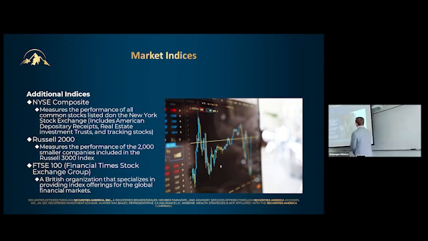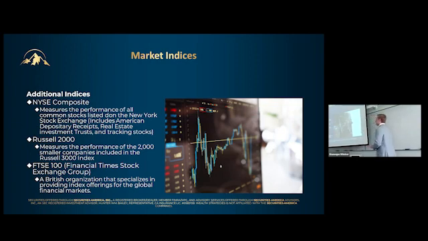Another one that we can look at is the FTSE 100, that's Financial Times Stock Exchange Group. So this is just one of those foreign indices. This is a British organization that specializes in providing index options for the world. And the FTSE 100 is a pretty good gauge of the British market.